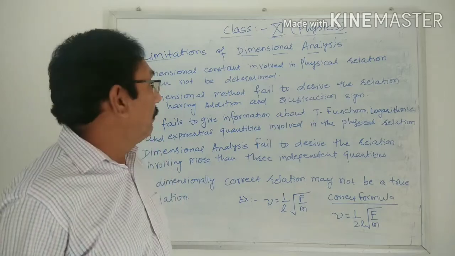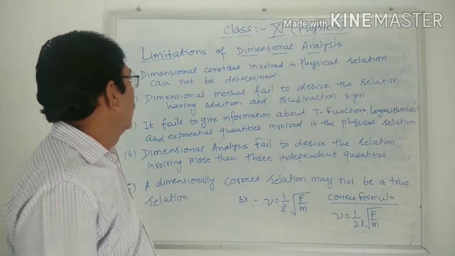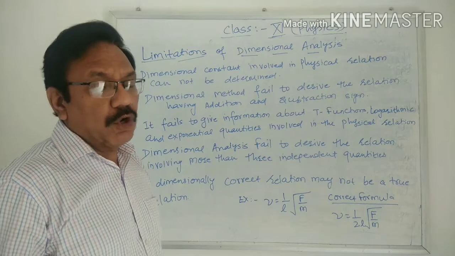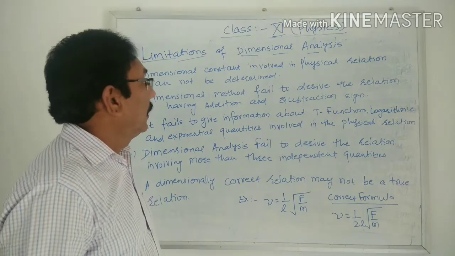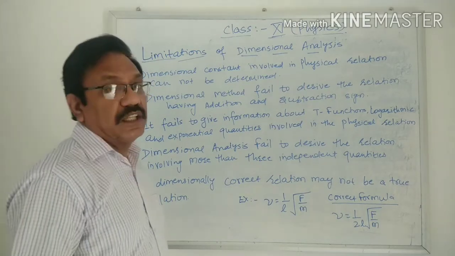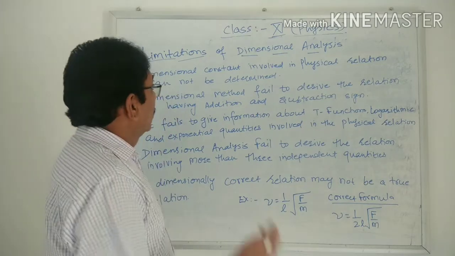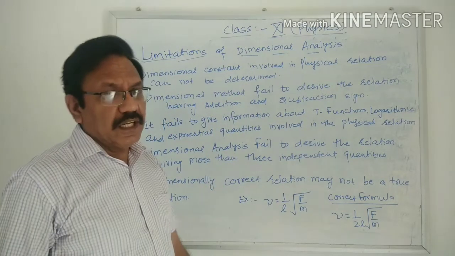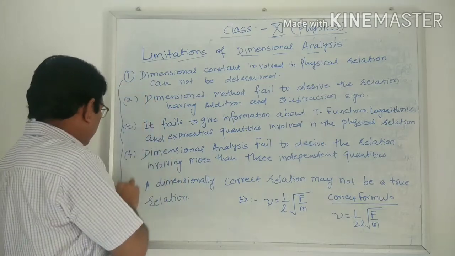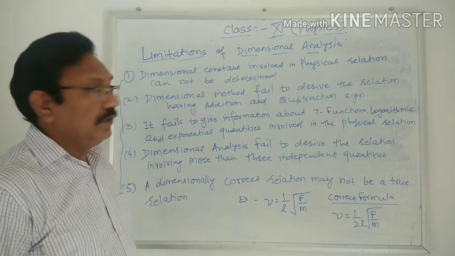At last, we will discuss the limitations or shortcomings of dimensional analysis. These are the shortcomings or limitations of dimensional analysis. There are 4 or 5 which we will discuss here one by one.